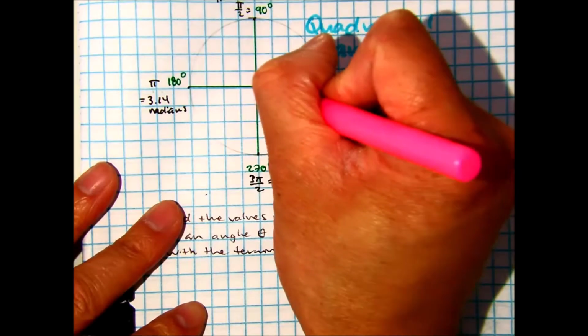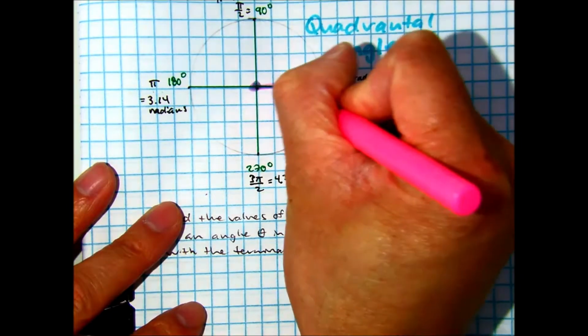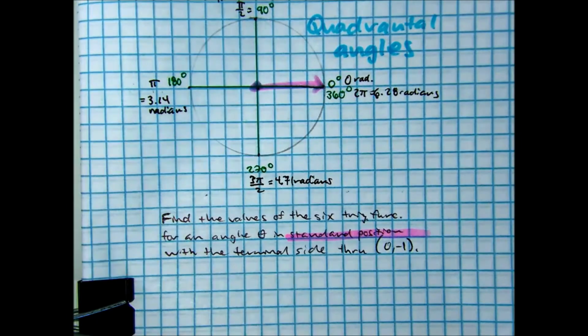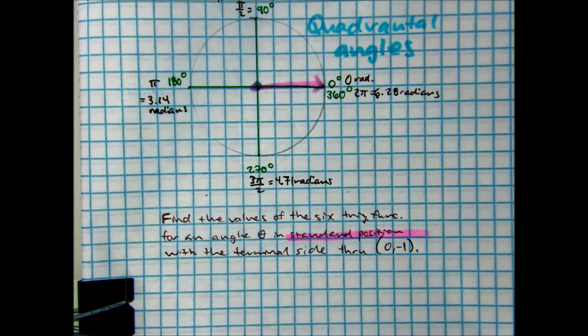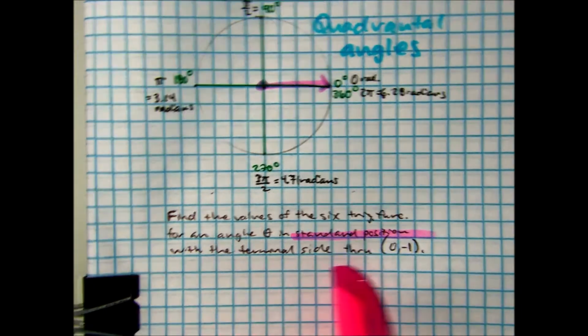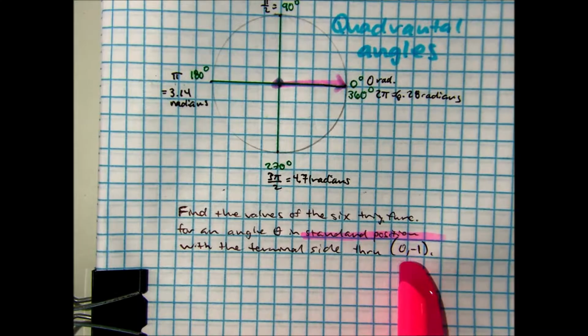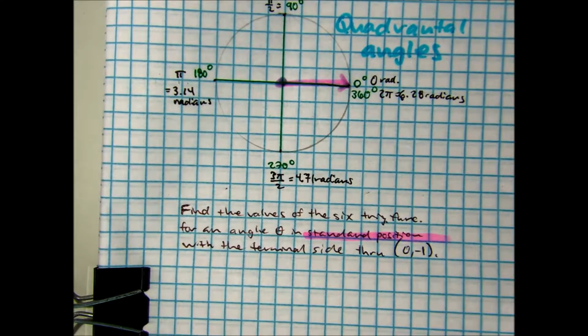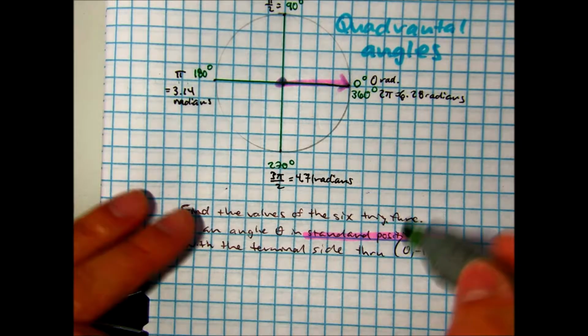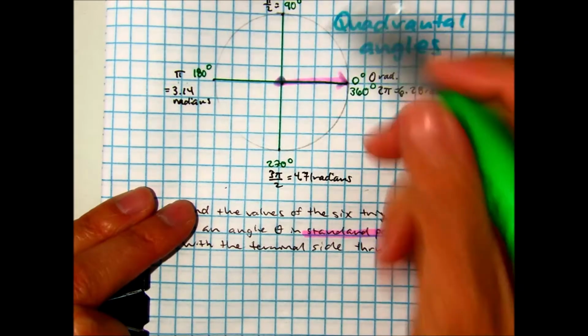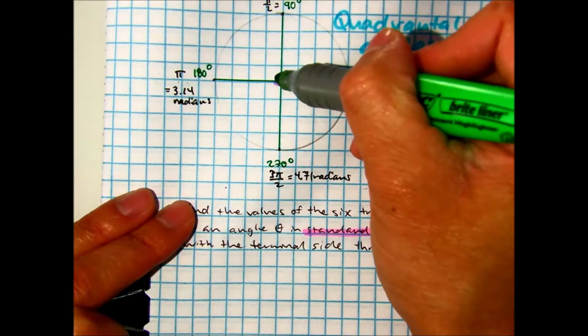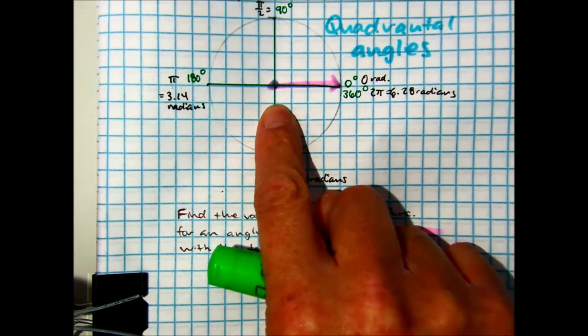We always start right here. Always. Now it wants us to go through the terminal side, or where I end, at (0, -1). Put your finger where (0, -1) is. On 0 on the x-axis and you go down, you should be right here.